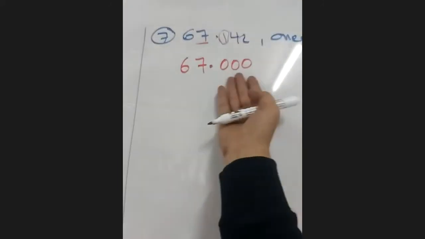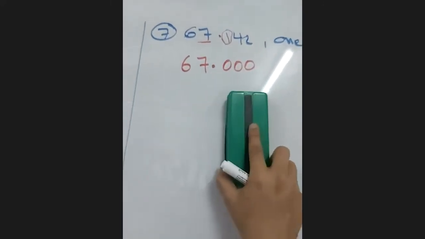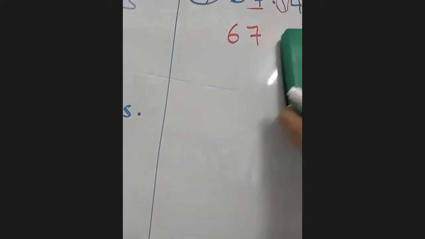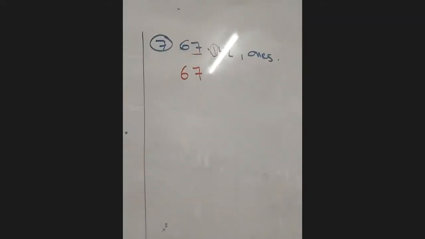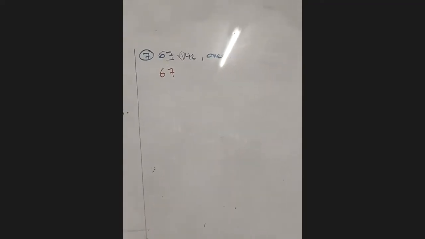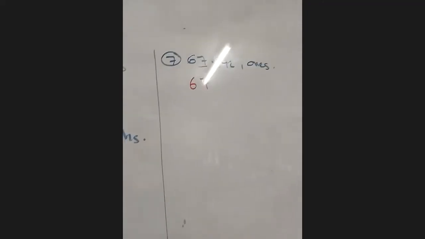Do we have here anything else than zeros? No. So we don't need them. And the decimal also, it's gone. So what's the rounded number here? 67 only, thank you. This is question 7, guys. Let's do 8.